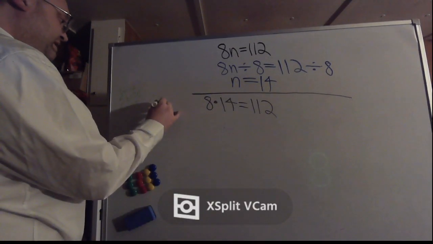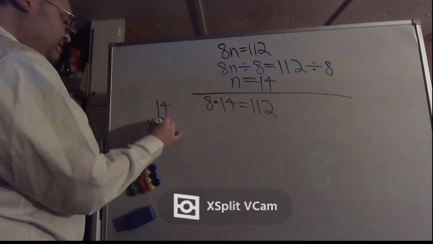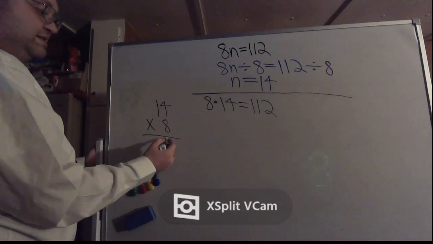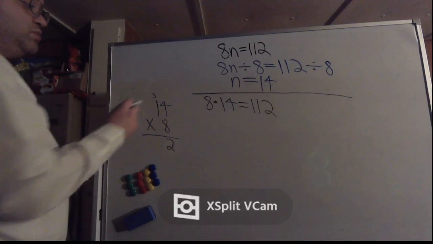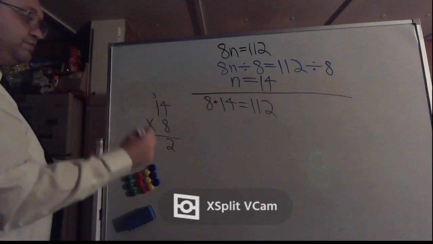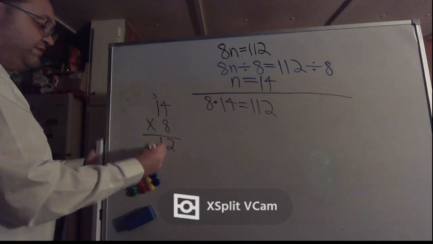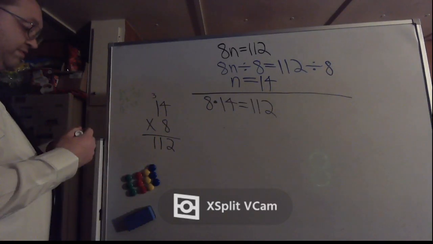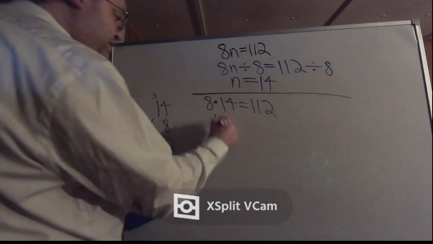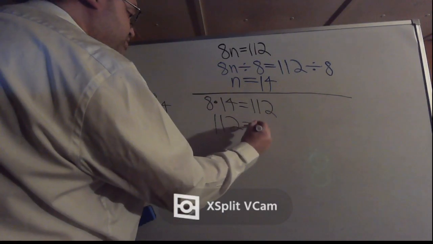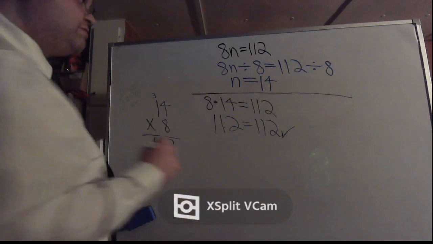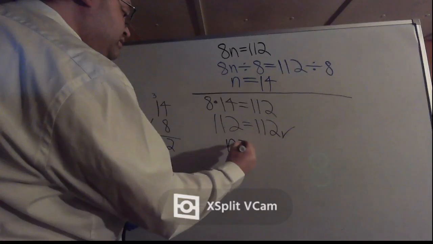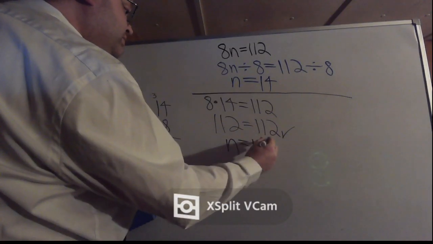Alright, 14 times 8. So 4 times 8 is 32. We have the 2. Carry the 3 to the next place. 8 times 1 is 8 plus 3 is 11. So yes, 112. You do in fact get 112 on the left-hand side, which equals 112 on the right-hand side. So therefore, we can conclude that n in fact does equal 14.